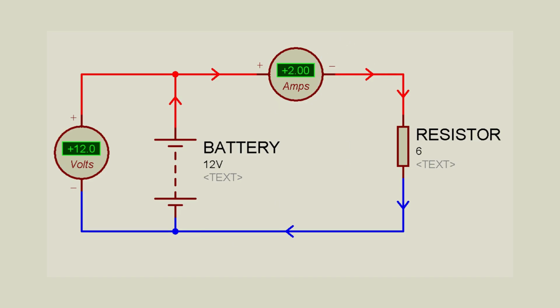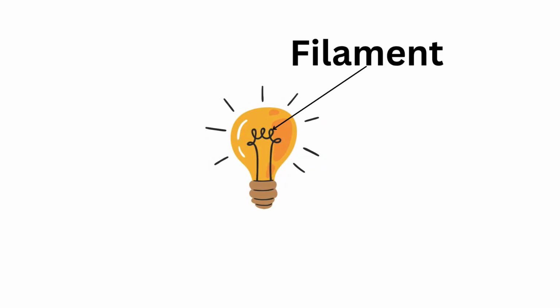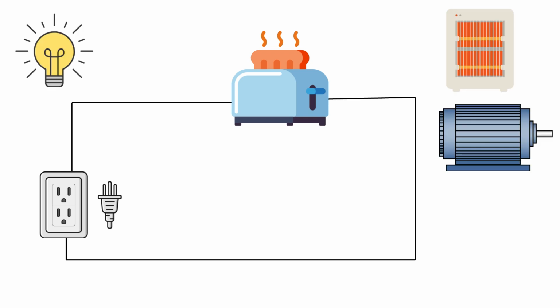As electrons move through circuits, they transfer energy. In a light bulb, the filament resists the flow, heats up, and glows, producing light. In a toaster, the wires heat up and create heat. Every electrical device works by controlling this flow of electrons to produce light, heat, motion, or sound.